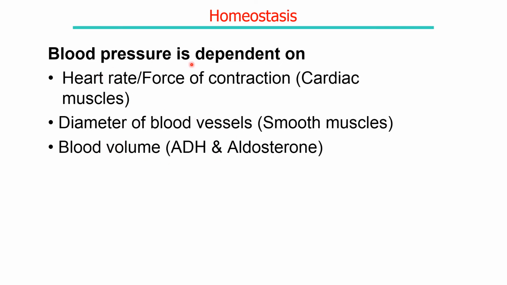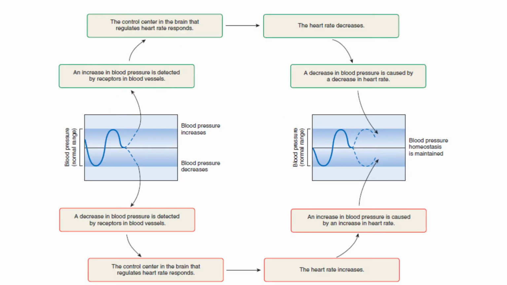So in order to maintain blood pressure, the control center, or medulla oblongata, has to control all three factors, that is heart rate, diameter of blood vessels and blood volume. Here we can see the blood pressure is fluctuating in the normal range along the set point, that is 120 by 80 millimeter mercury. If by chance it goes above the normal range, then this change is detected by the receptors in blood vessels that are near to the heart.